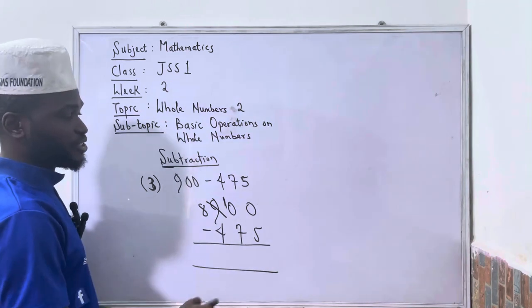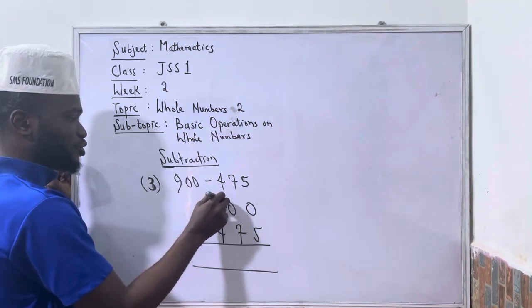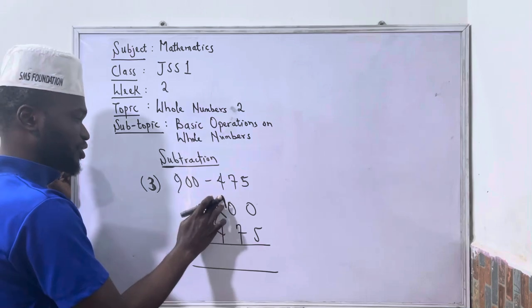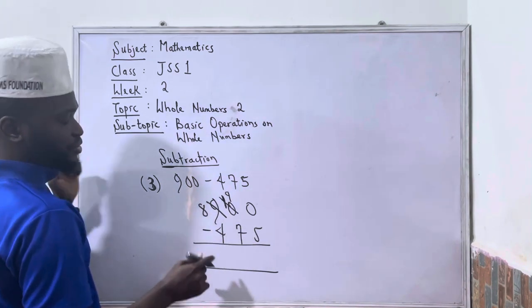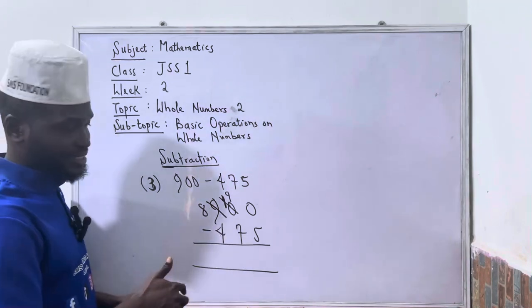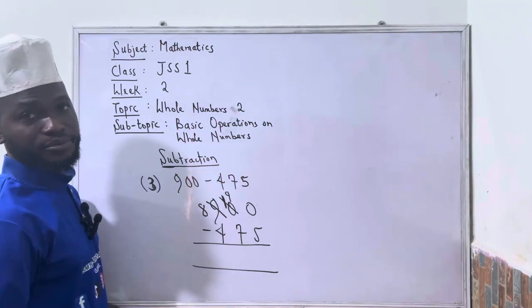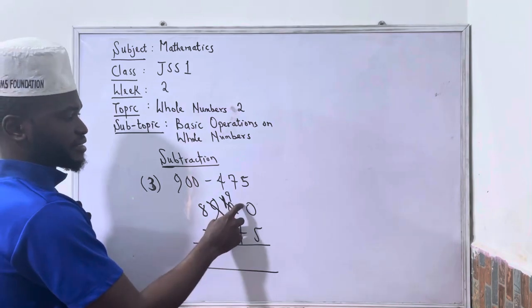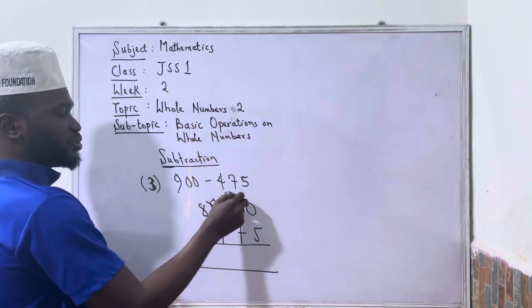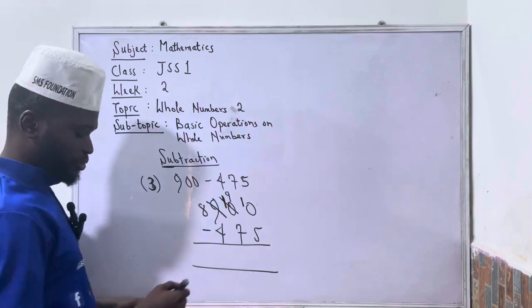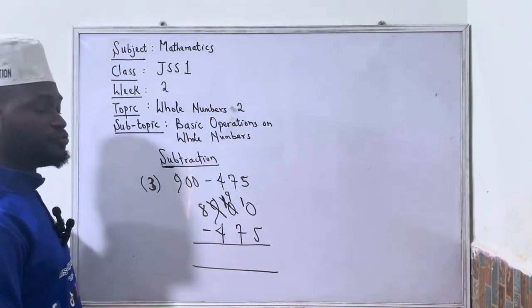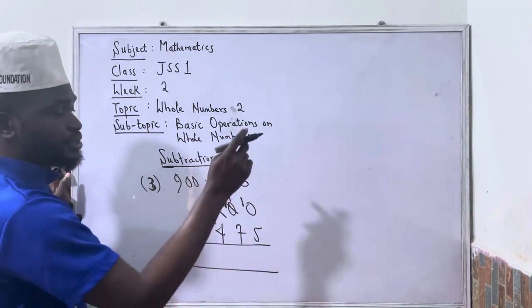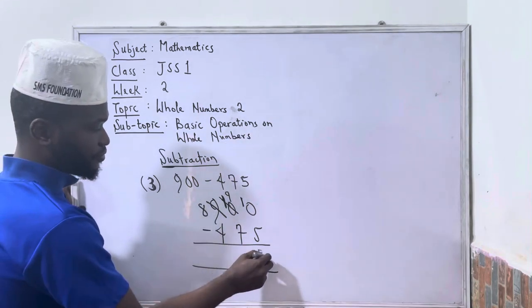Borrow 1 from the 10. It will remain 9. So that's why you usually have 9 here. Borrow from this 10 so that it will remain 9, so that you will not be saying this as 90. This is 9. Good. Next, carry the 1 that you borrowed to this place. So this will be 10. So 10 minus 5 will give you 5.